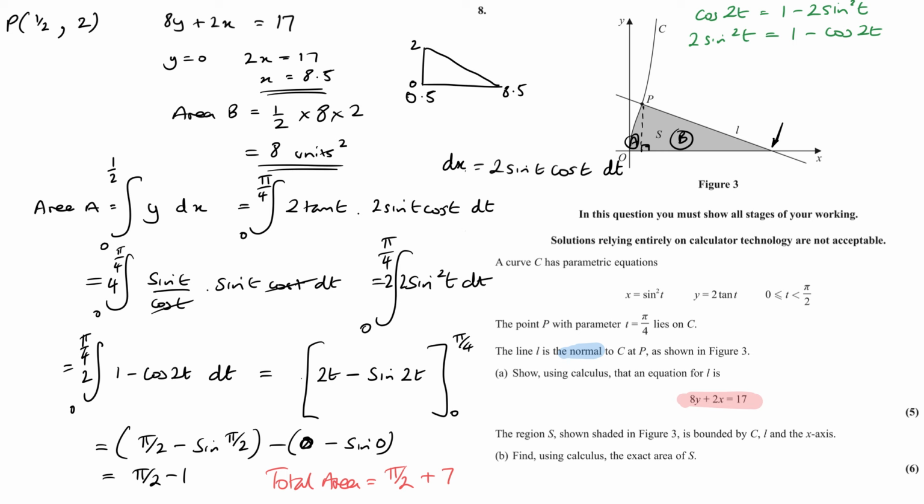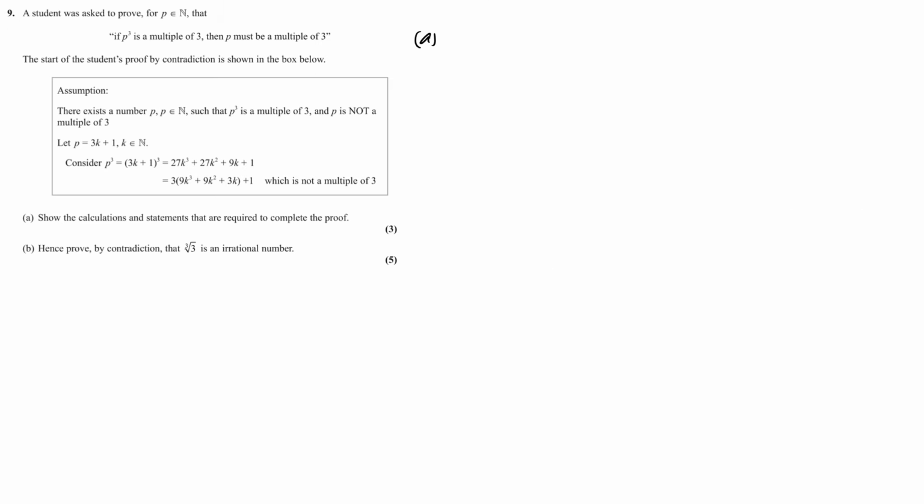Okay, hopefully you followed that okay. Obviously I'm just trying to squeeze it in at the end, but it's just this area A plus area B. So pi by 2 minus 1 plus 8, pi by 2 plus 7. And there we have it, exact area. Right, let's get on to the final question.